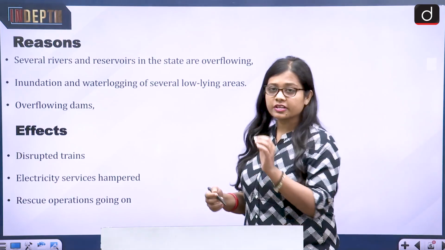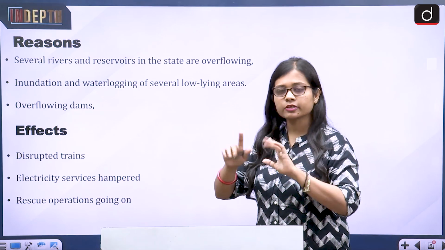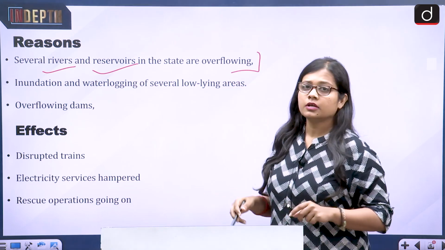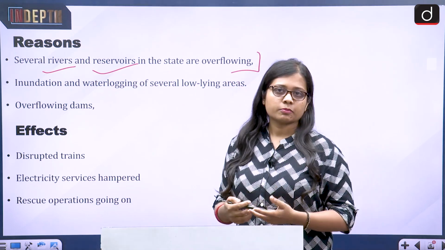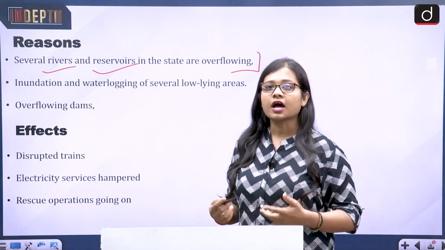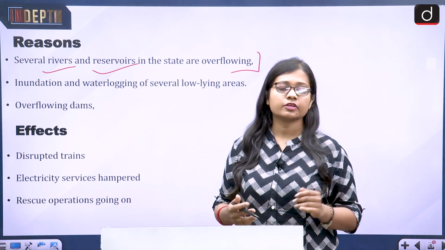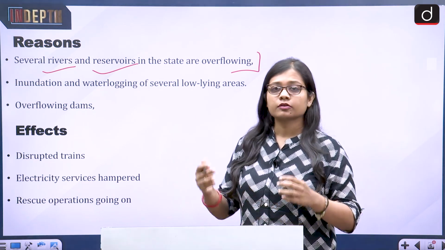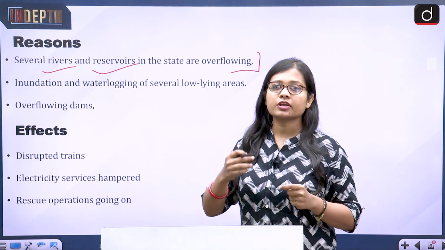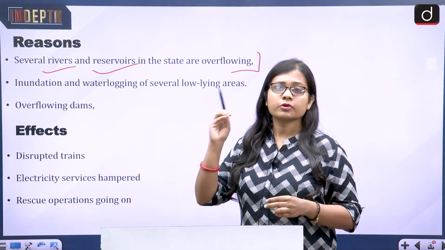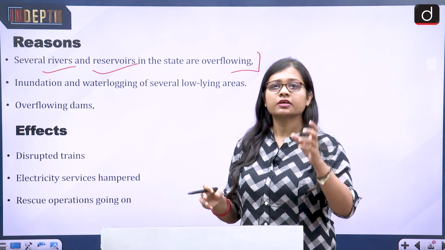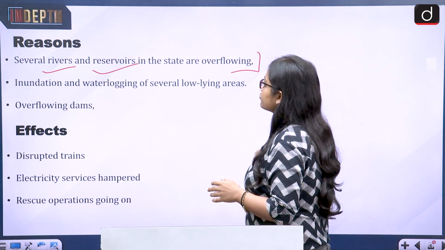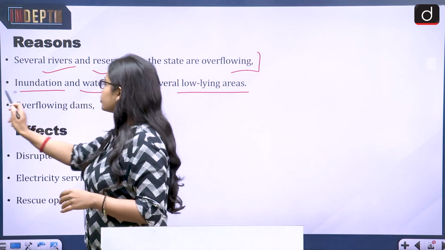Now let us see the reasons for floods specifically in Gujarat. Several rivers and reservoirs in the state are overflowing, because the precipitation has been so heavy this time. The rivers in Gujarat are not Himalayan rivers, nor rivers of the Ganga river basin. These are rivers which are not active or rain fed throughout the year. But this time, because of the heavy precipitation, the rivers and also the reservoirs are overflowing. Then there is inundation and waterlogging of several low-lying areas.